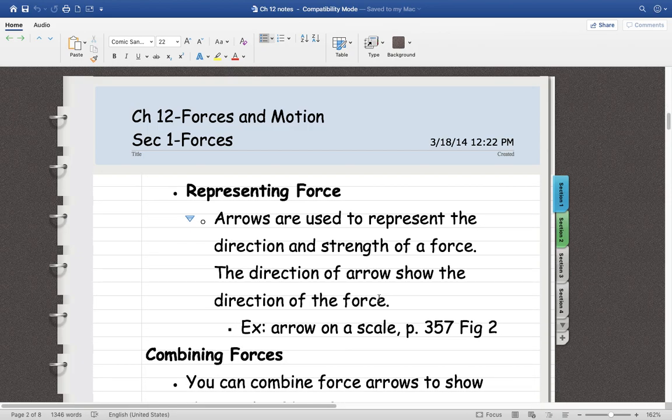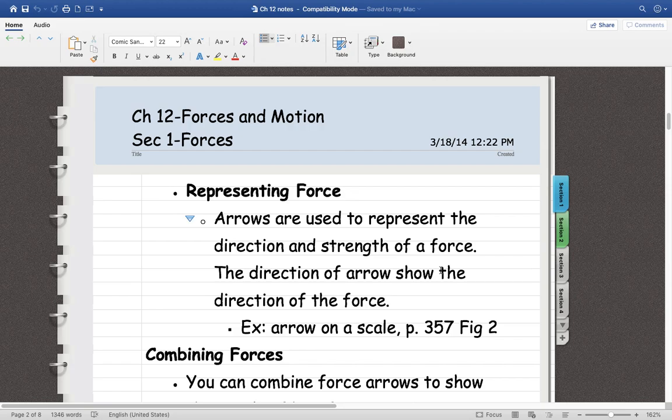Representing force. Going back to the picture on page 357, figure 2, it says the arrows are used to represent the direction and the strength of the force. I've taught this quite a few times out of this book, and it shows apples on a scale. The arrow is pointing down because the force is going down: the apples are in it, pushing the scale down. The other scale is doing the same thing, the apples are pushing it down.